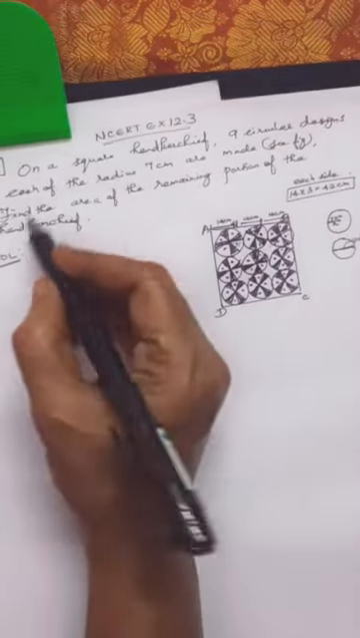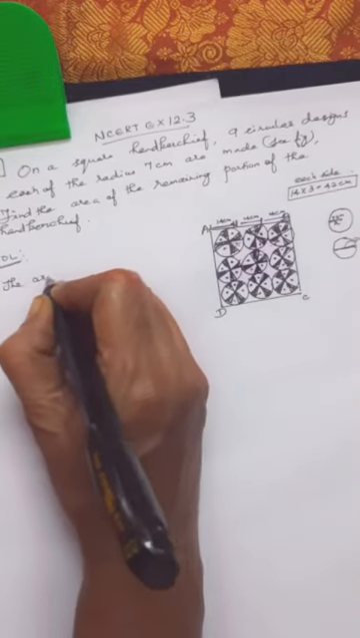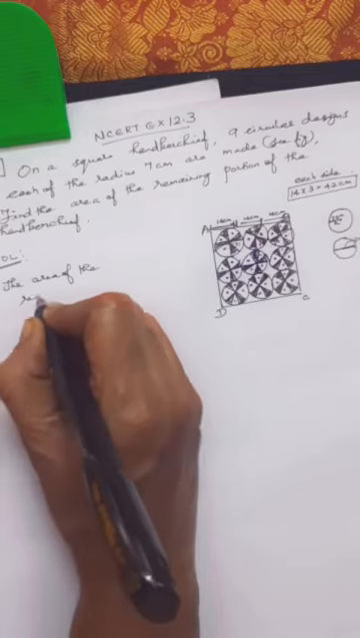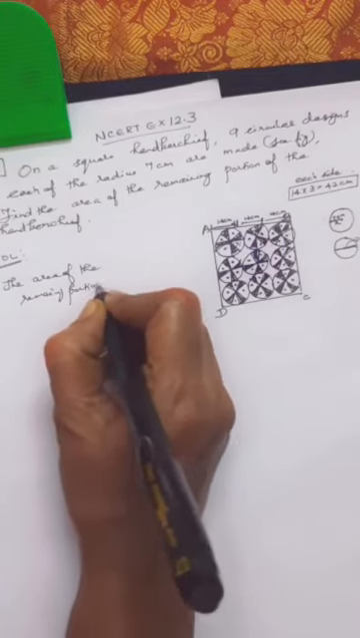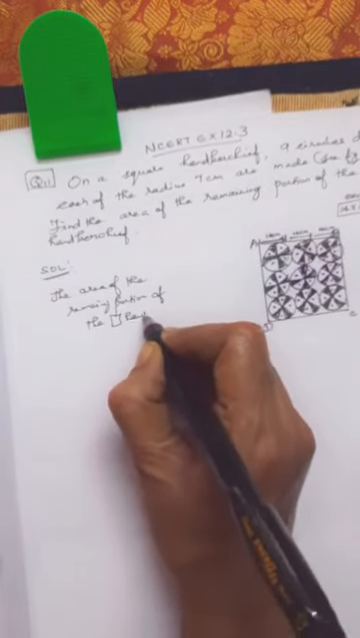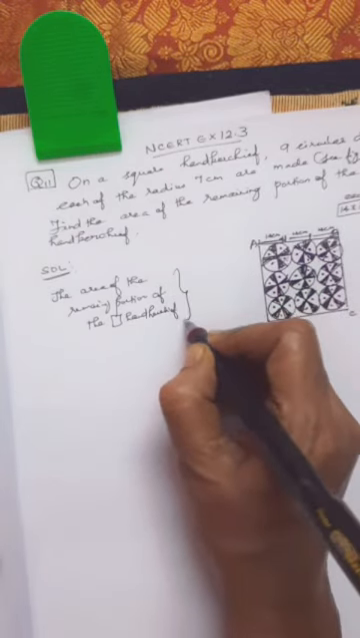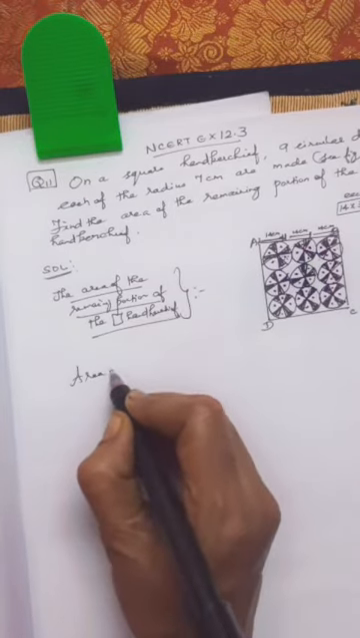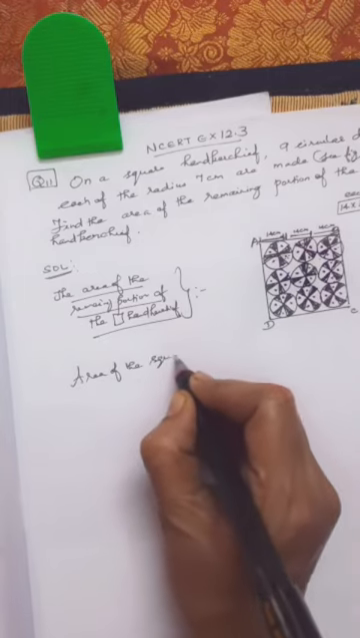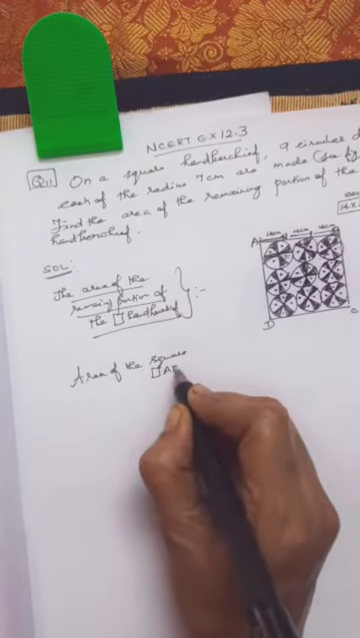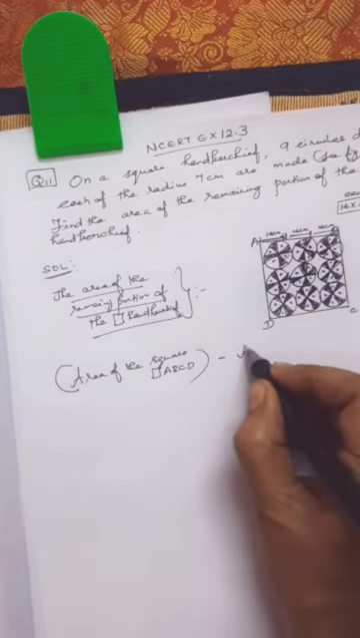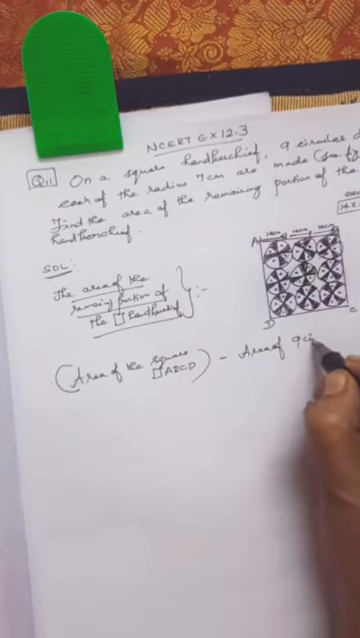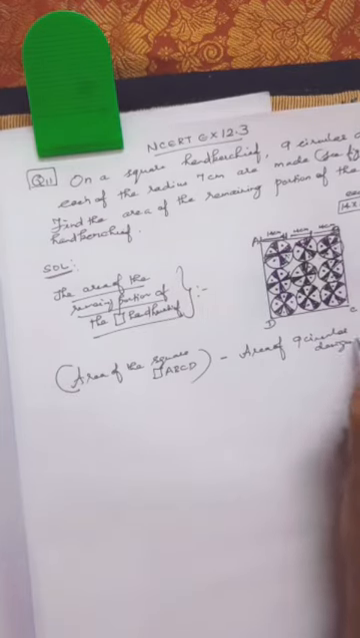Okay, now let us begin with the solution. The area of the remaining portion of the square handkerchief is the area of the square ABCD minus the area of the 9 circular designs.